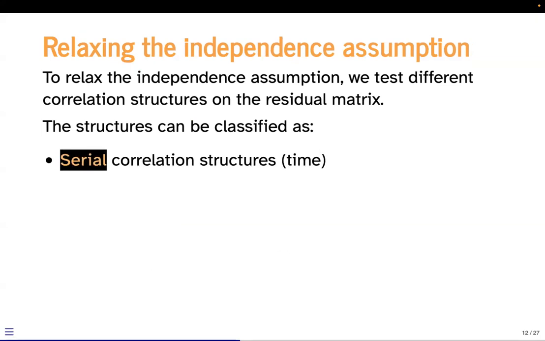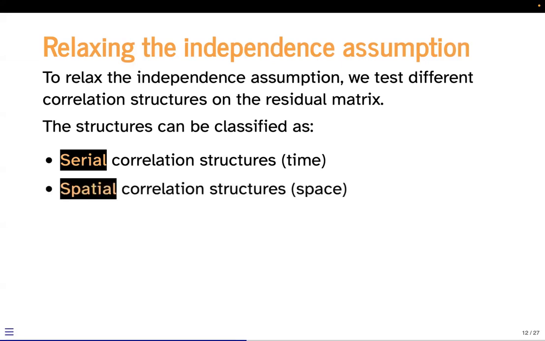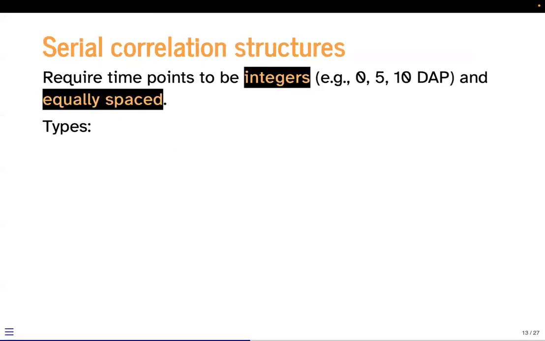Overall, there are two larger families of correlation structures that we're going to be exploring. One of them is called serial correlation structures, which happen mostly when you have time as a repeated measure variable. And then there are spatial correlation structures, which we use more when we have spatial repeated measures. So let's talk about those two classes and then get into them afterwards to see what are some examples that we're going to actually explore in the coming exercise next week.